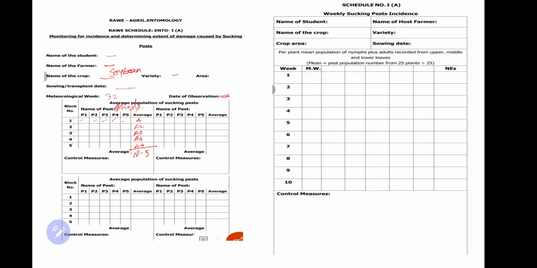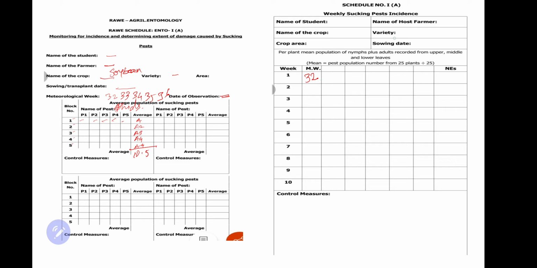This sheet is for the 32nd week. Use a similar sheet for the 33rd, 34th, 35th and 36th. These are 5 consecutive meteorological weeks in which you have to collect the data, and you should write the average for, suppose, meteorological week number 32.